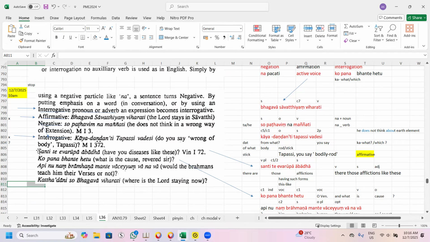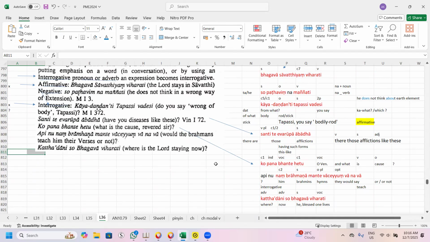Okay, thank you. As long as you classify this under affirmative, I think it should be right. Because if you look at the translation here, tapasi, you say bodily rod, that means this definitely is affirmative. In English, you can see very clear. This is an affirmative, that means you are confirming what you said. So I move to the next line.